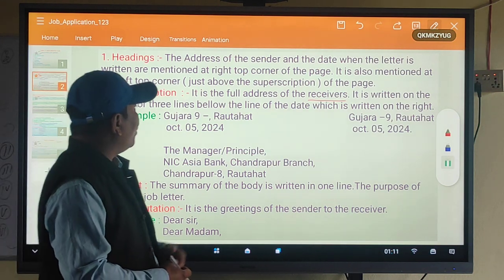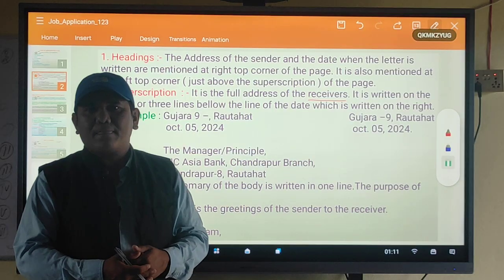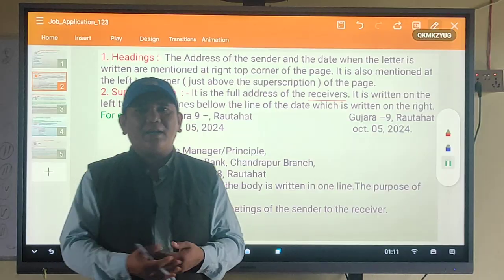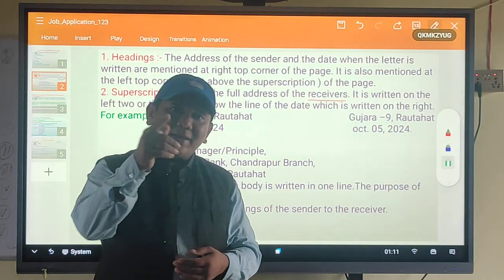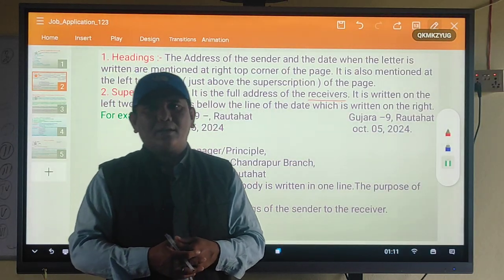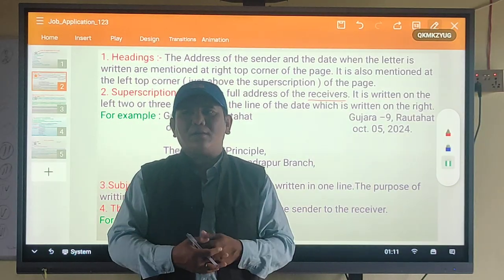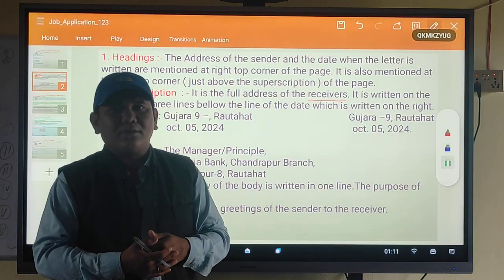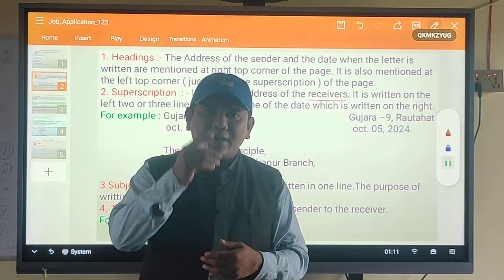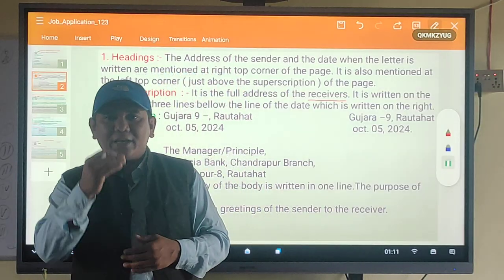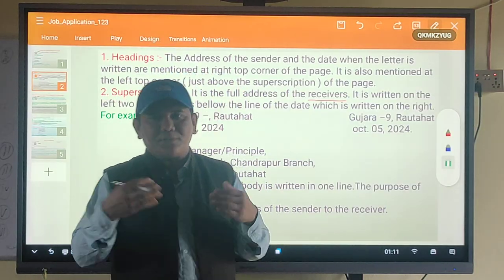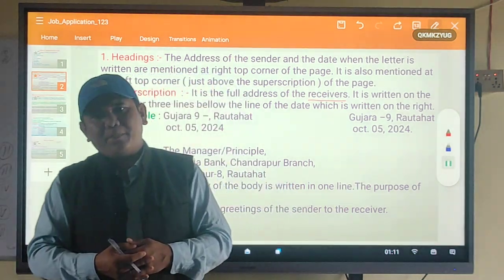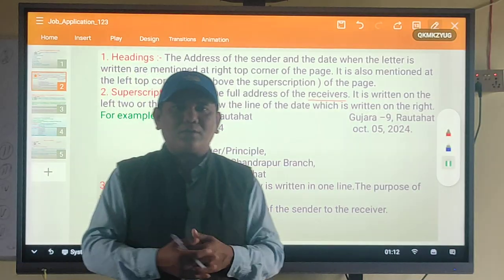Now tell me, who is the sender? Definitely, an applicant is the sender. Okay? An applicant is the sender. In this first step, the address of the sender, the address of an applicant, and the date when the letter is written is mentioned at the top right as well as left corner of the page. Are you getting me or not?